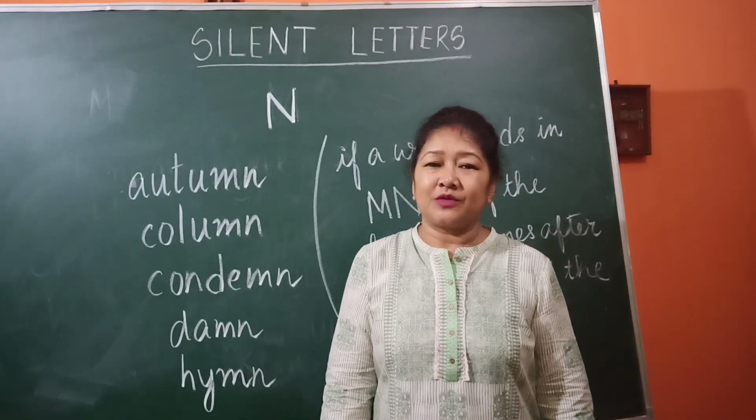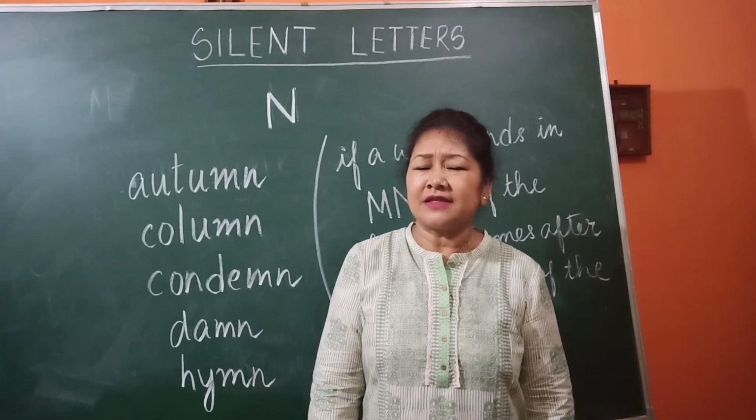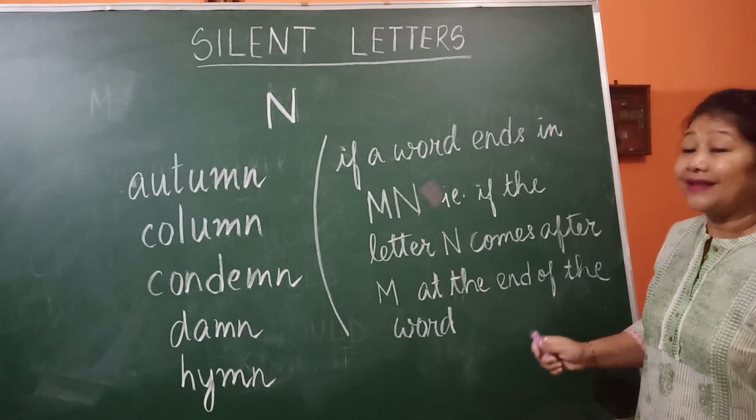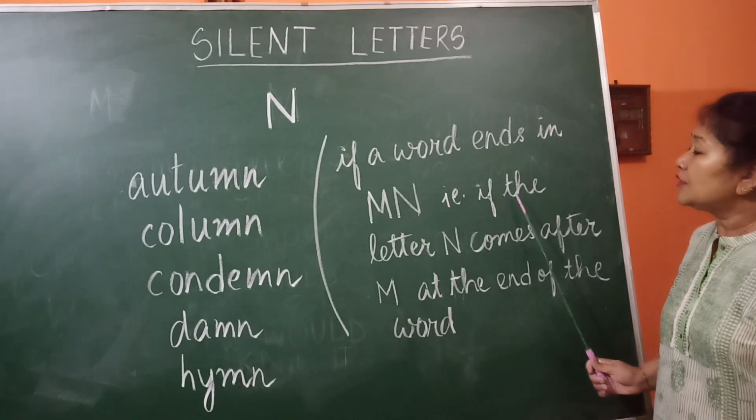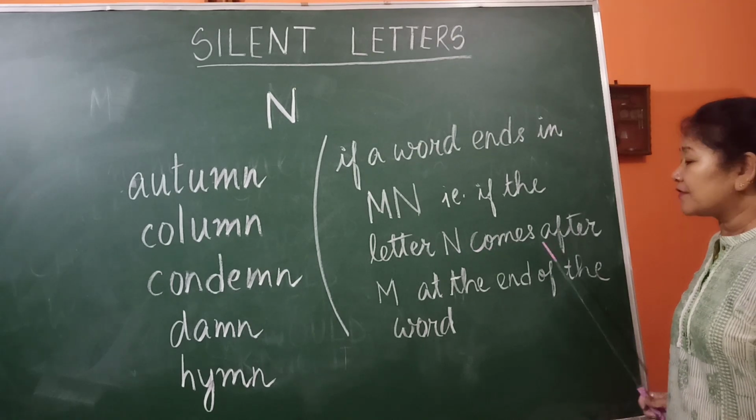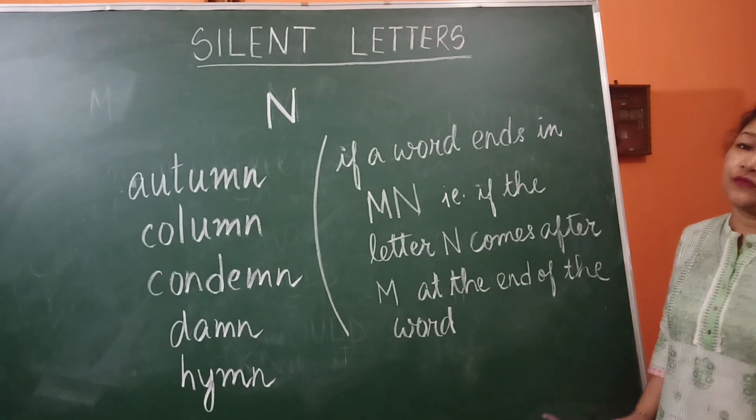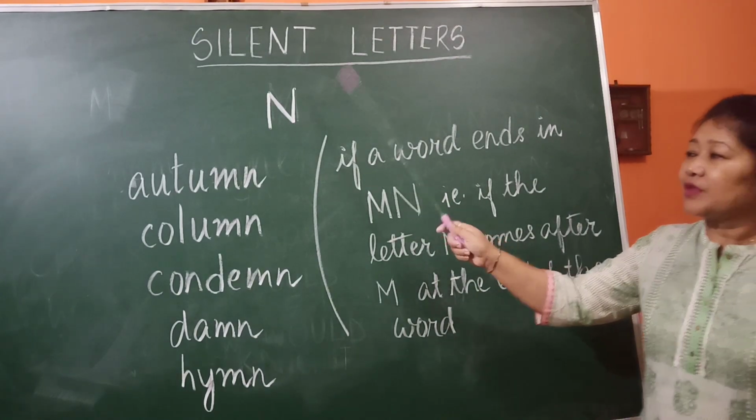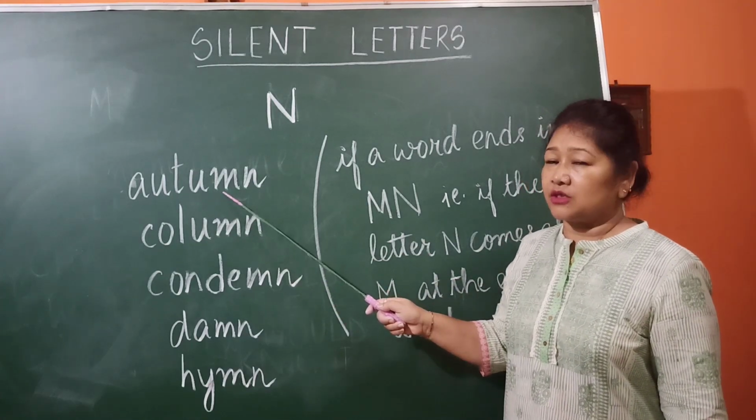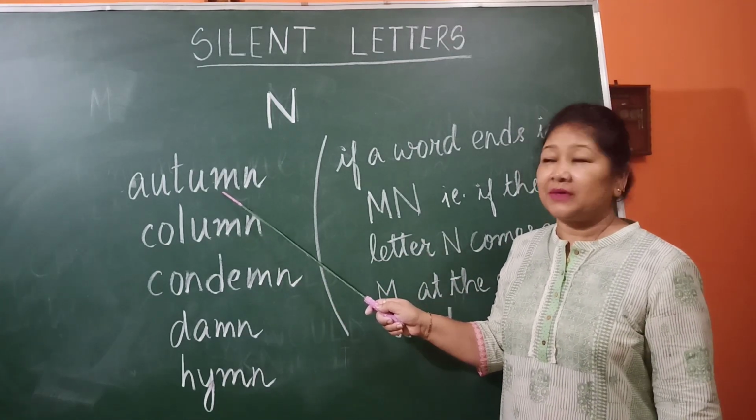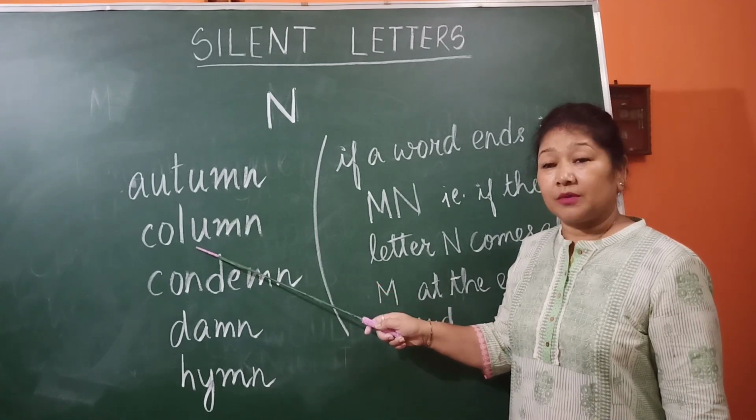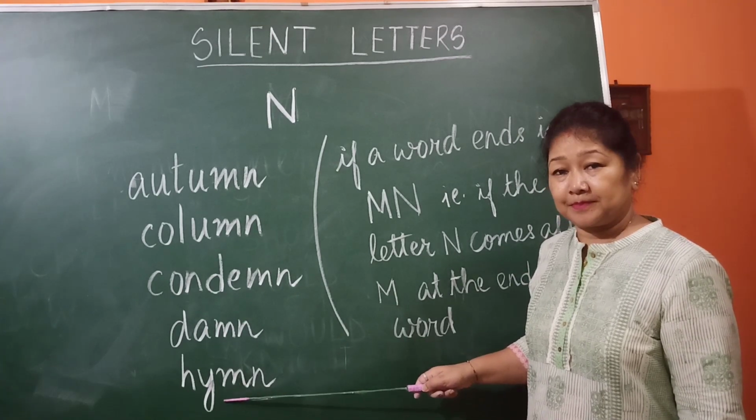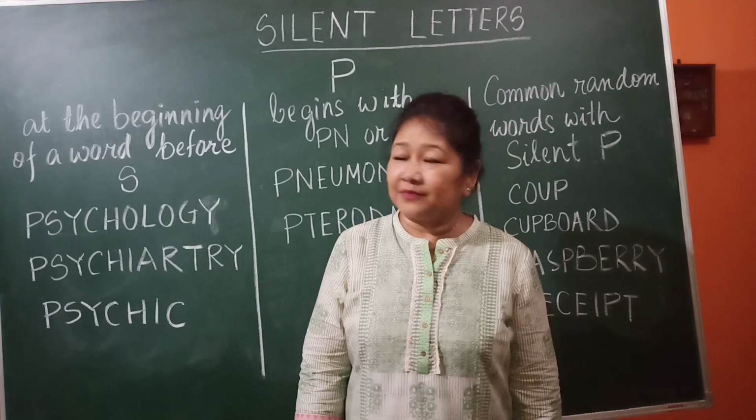Now, what about the letter N? When is it silent? If a word ends in MN, that is, if the letter N comes after M at the end of the word, then the N is silent. For example, autumn. Column, condemn, damn.